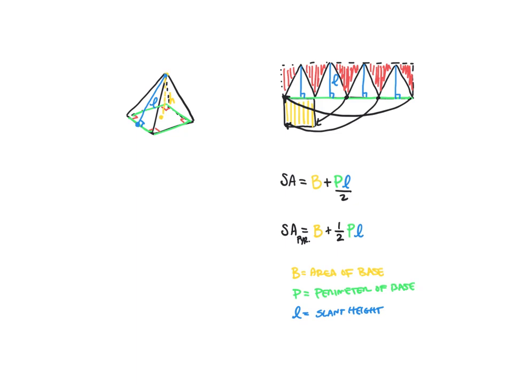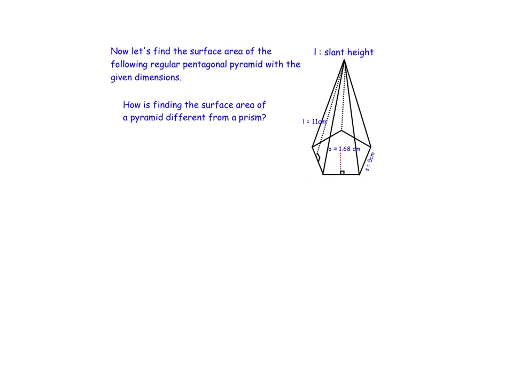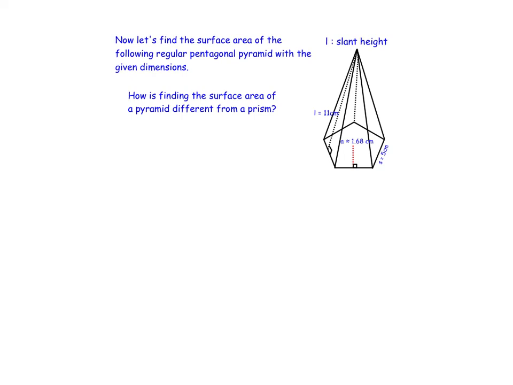Let's apply it to a question here. All right, here we go. I got a pyramid. I got some values. I need to determine what the area of my base is, what the perimeter of my base is, and what my slant height is. So check it out. I already know my slant height. I can see it. It's 11 centimeters. I can see my perimeter. My perimeter is going to be this pentagon's perimeter. I see side lengths of 5 and 5 sides, so 5 times 5, that's 25 centimeters.